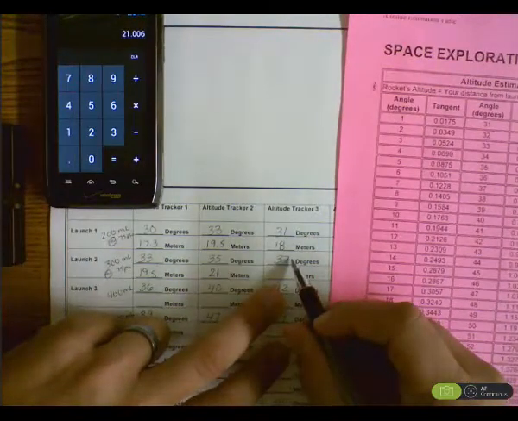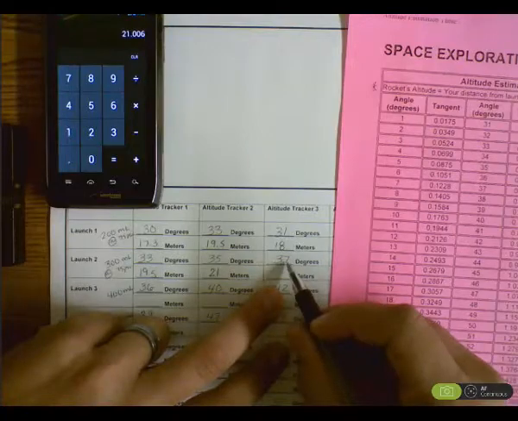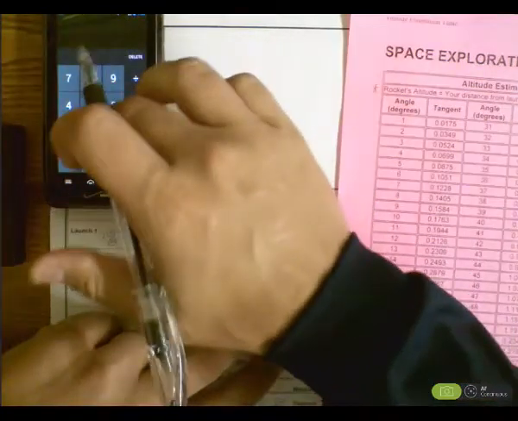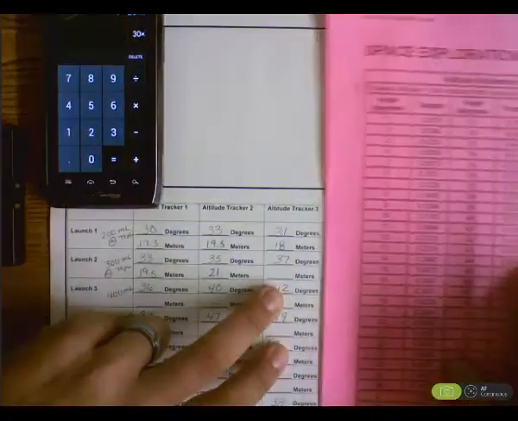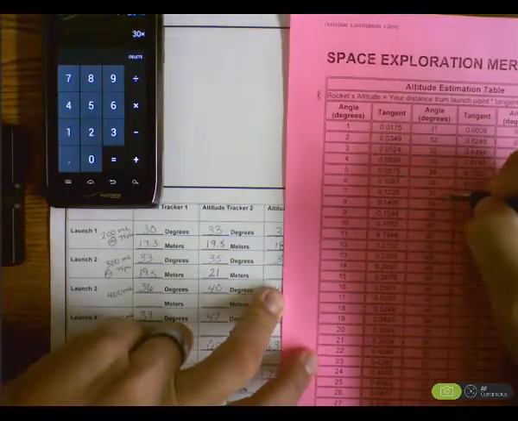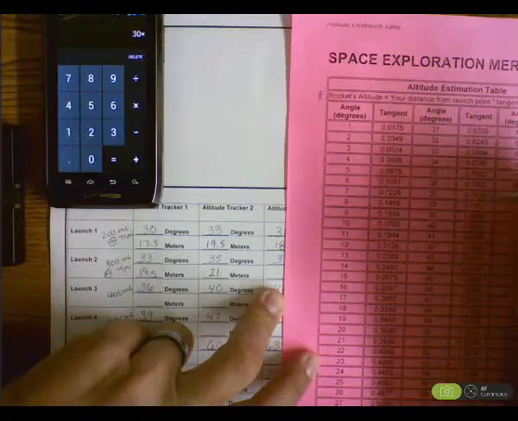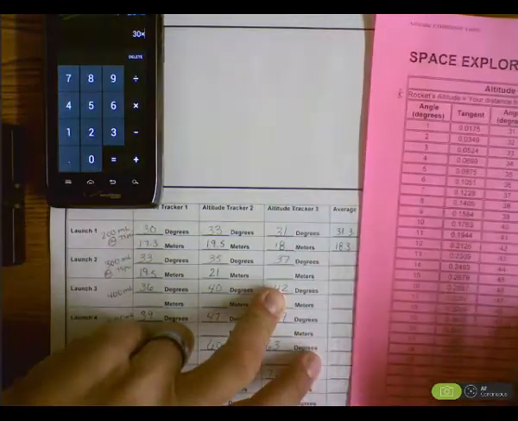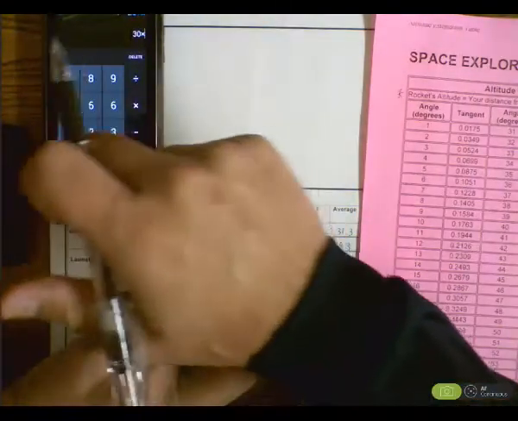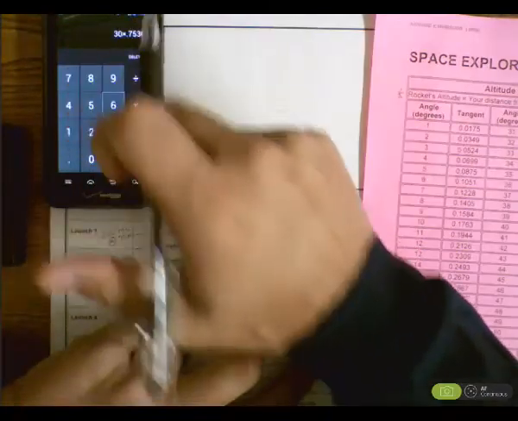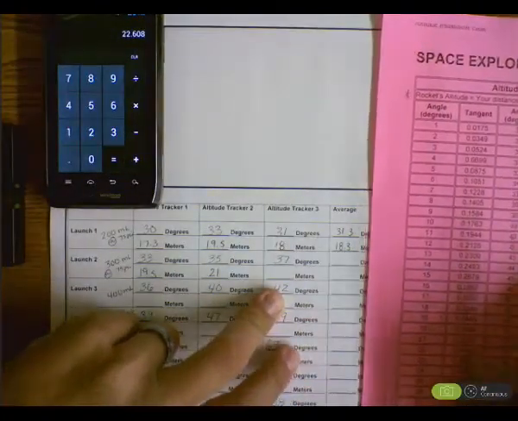My third altitude tracker got 37 degrees. So again, it's 30 times, go to 37 degrees in my chart. 37 degrees is here. 0.7536. 22.6.